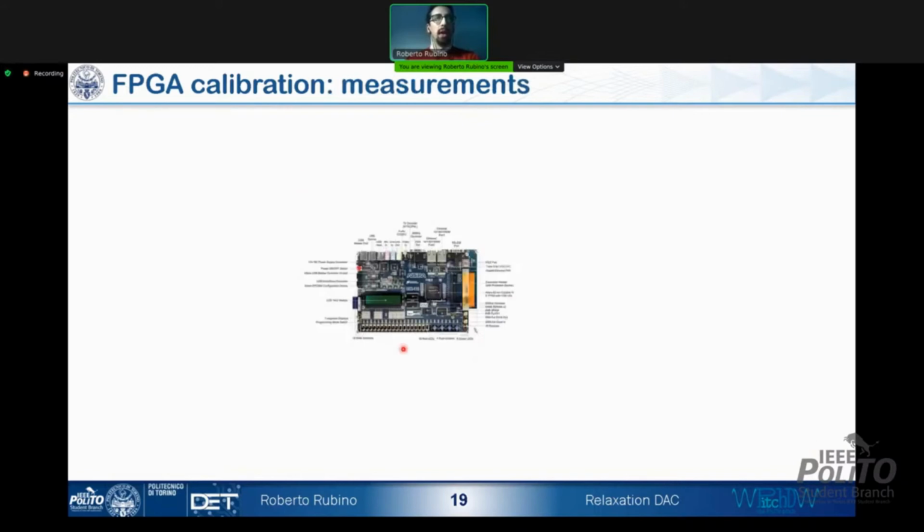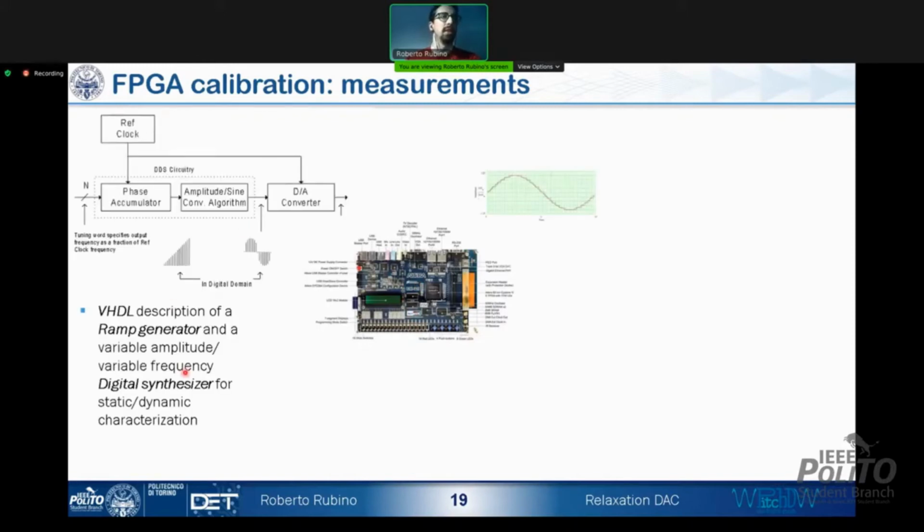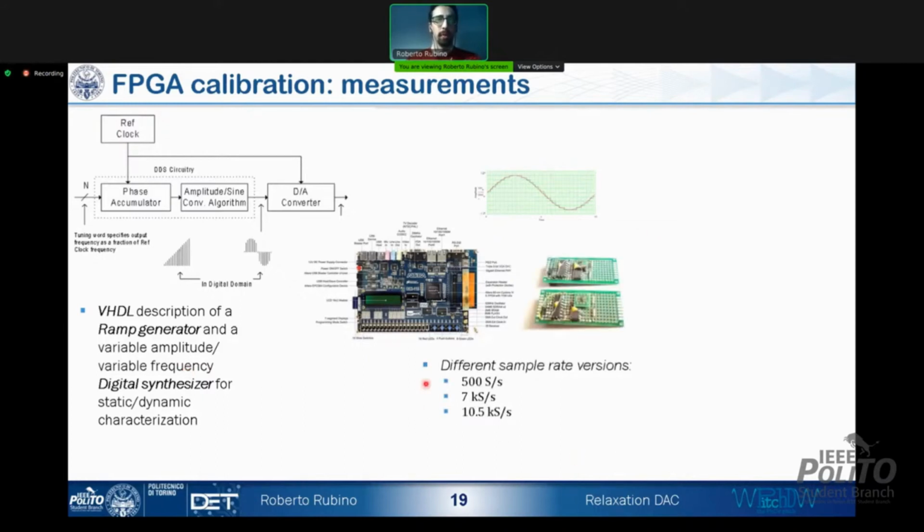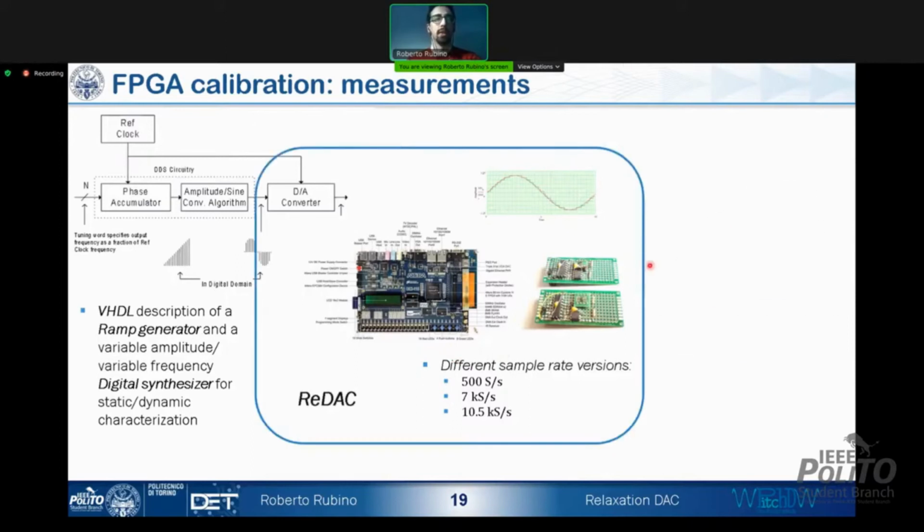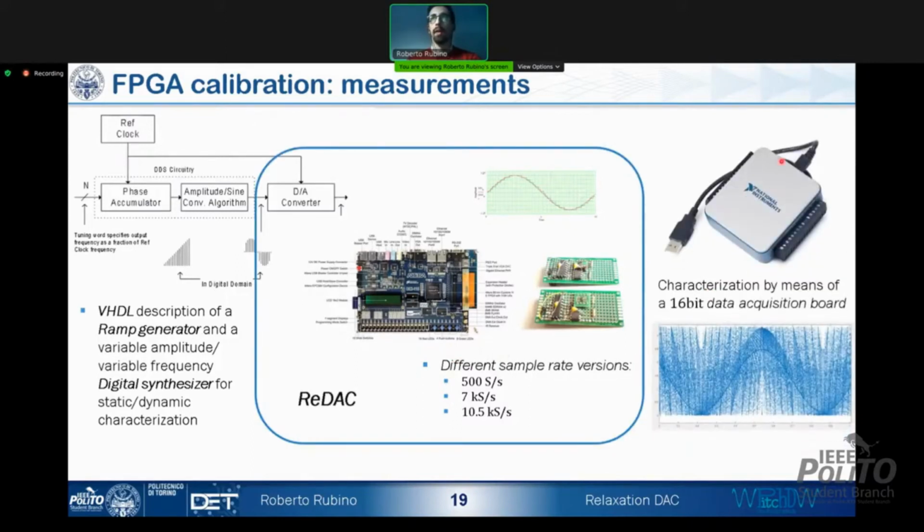We used an FPGA board to test the DAC working, and the ramp and digital synthesizer have been written in VHDL and synthesized in order to perform static and dynamic performance characterization of different sample rate versions of the DAC. The characterization has been performed by a 16-bit data acquisition board.